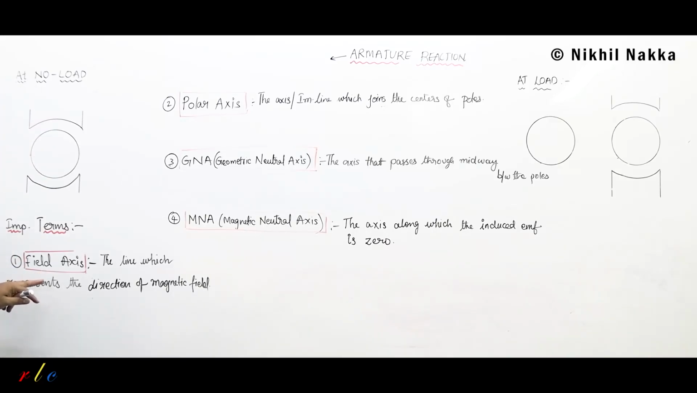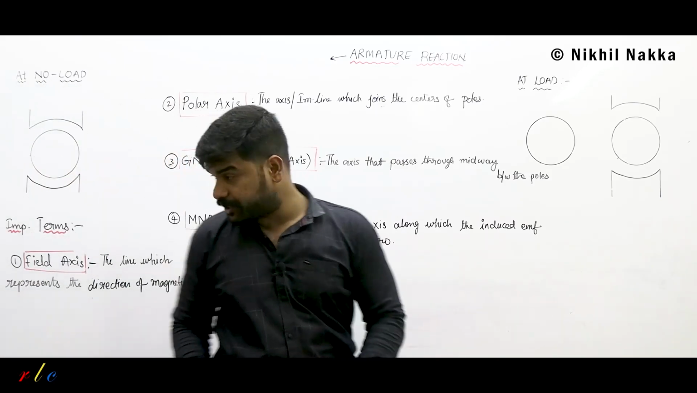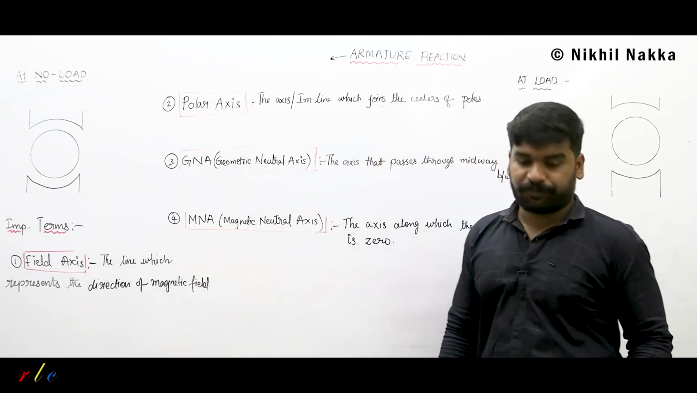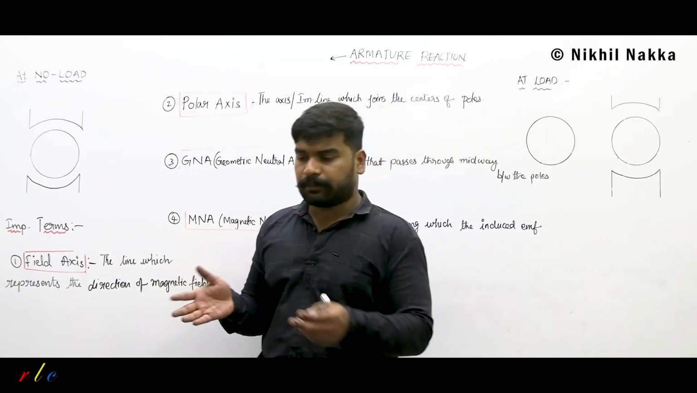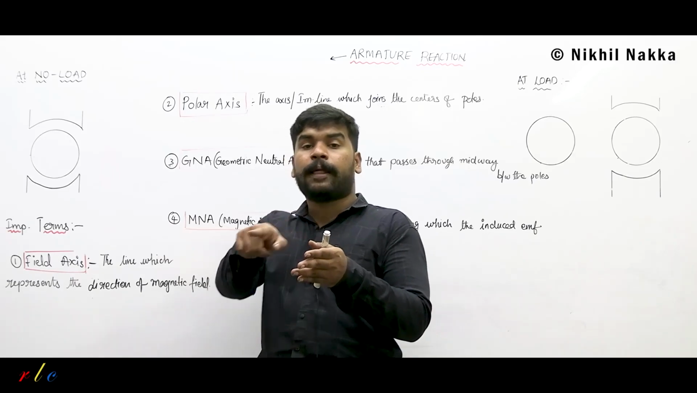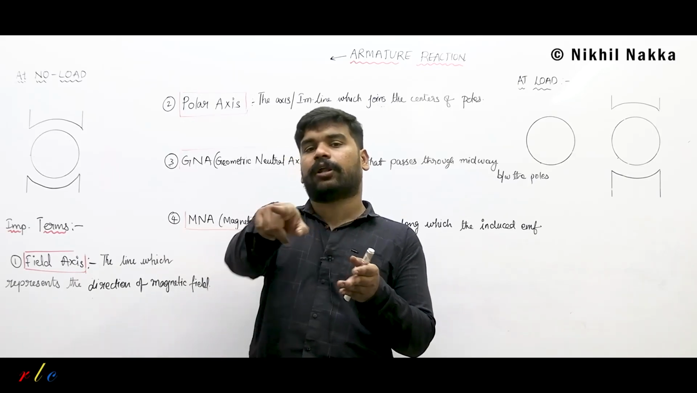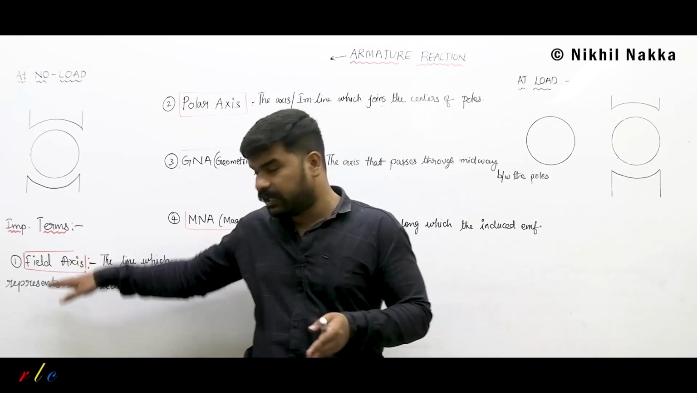So I will define the field axis as the imaginary line which represents the direction of magnetic field. Basically, field axis is some axis which passes through the center of the magnetic flux, and it is directed along the direction of magnetic flux. So that is called the field axis.